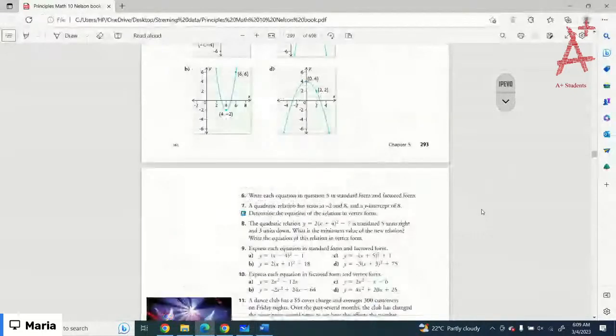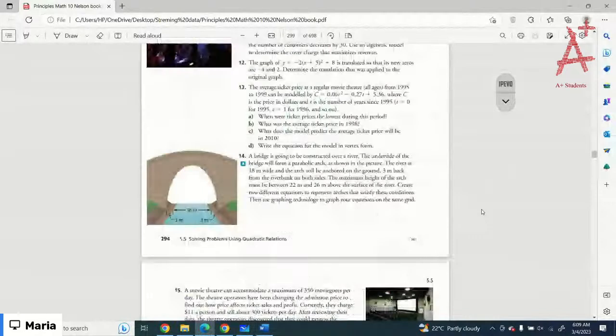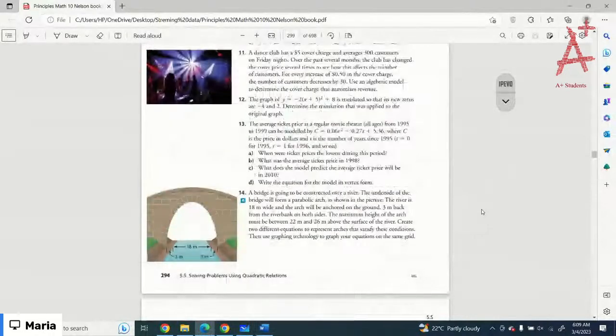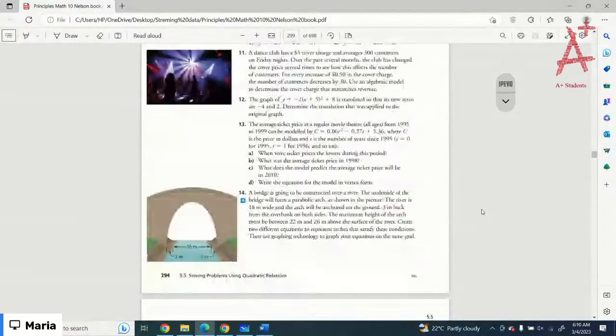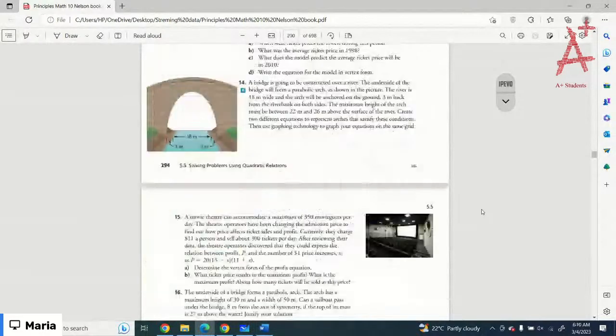Okay, let's just do one of the word problems. Let's just do question number 13. Got it? Okay, let's start with question number 15.